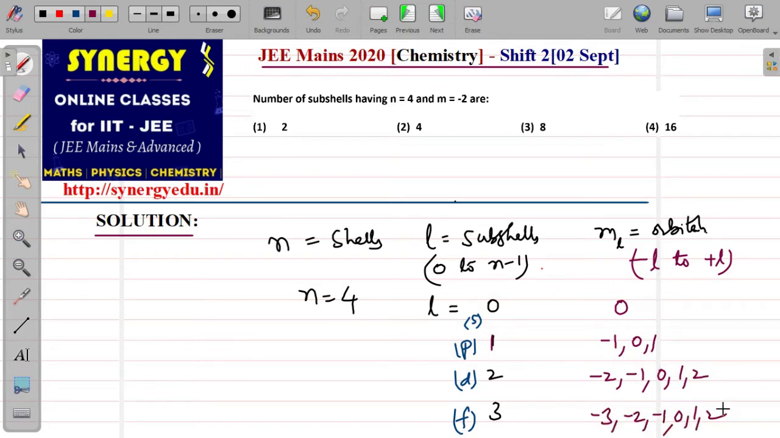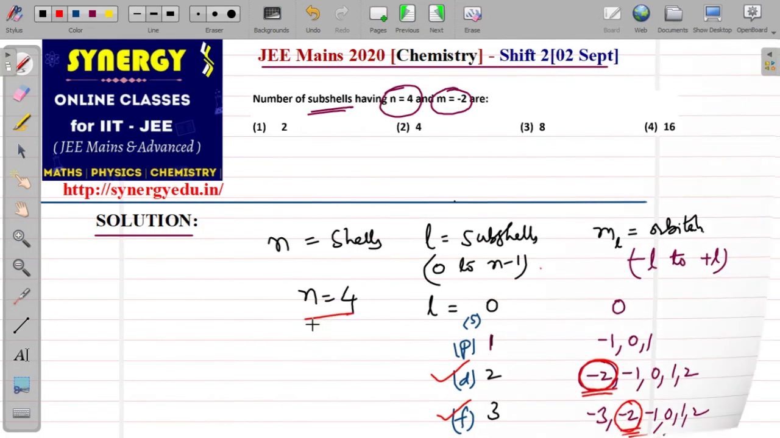Now they are asking that n equal to 4 should be there and the m value should be minus 2. How many subshells are existing like that? Okay. So where m is equal to minus 2 is there, this one, and this is also m equal to minus 2. So m equal to minus 2 is there in the d subshell as well as in the f subshell. There are only 2 subshells, which are d and f subshells, which contain m equal to minus 2 and n equal to 4.